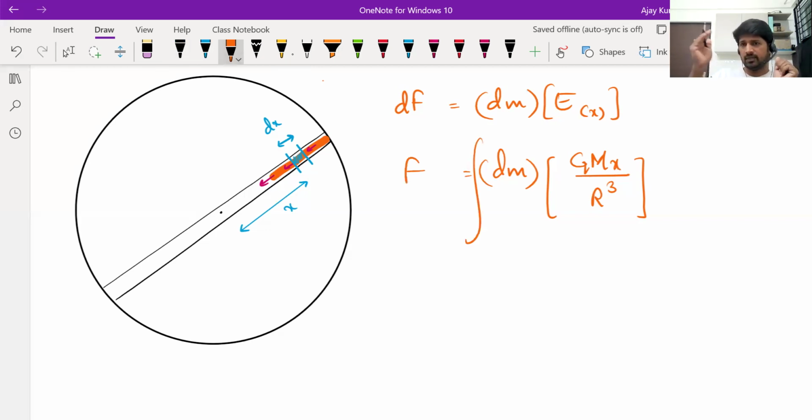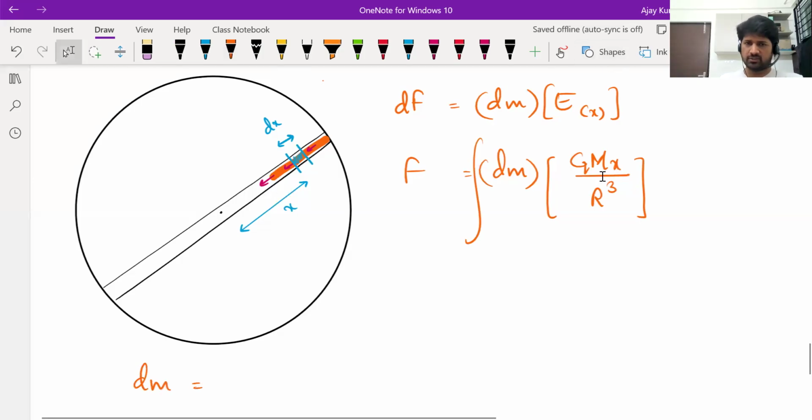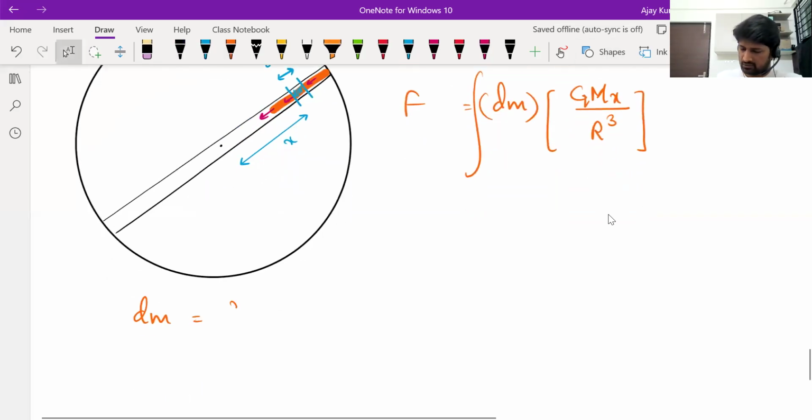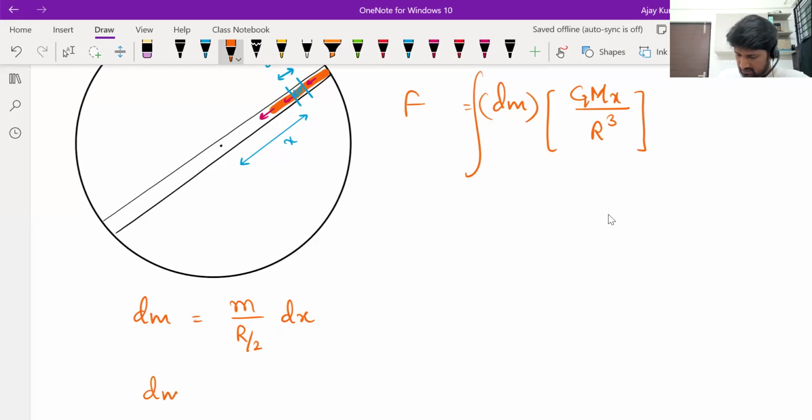Now, from element to element of the chain, x is a variable. So you'll have to express dm in terms of dx. And you know how to express dm in terms of dx. dm is equal to lambda dx. Chain is a linear mass distribution. So total mass by total length multiplied with dx. Total mass by total length is lambda. So you can write dm as 2m by r into dx.